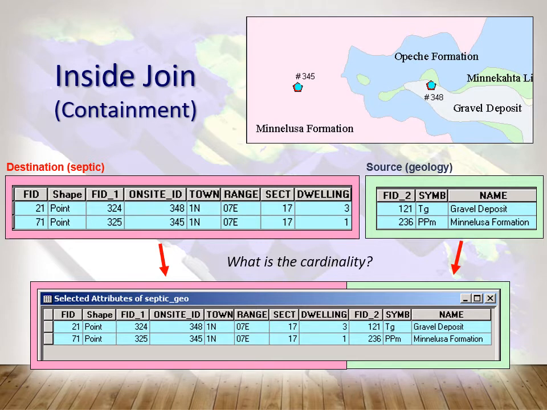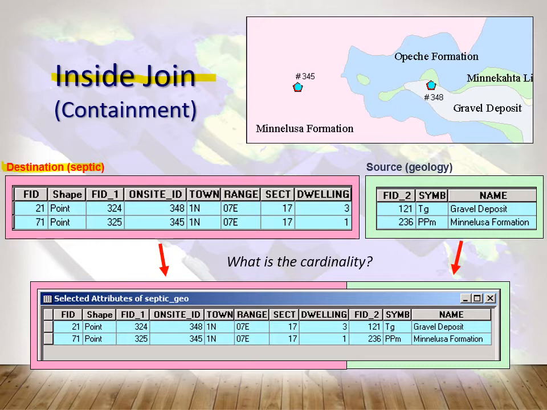So we're going to go through a couple of examples, but I just want to show you a simple example. Let's say we have areas of septic tanks. That's our destination. And you can see this data set here where it says destination septic. But we need to know what geology is underneath. So what we could do is an inside join, which is like creating a spatial query using containment. But instead of querying, we're actually joining features based off spatial relationships.